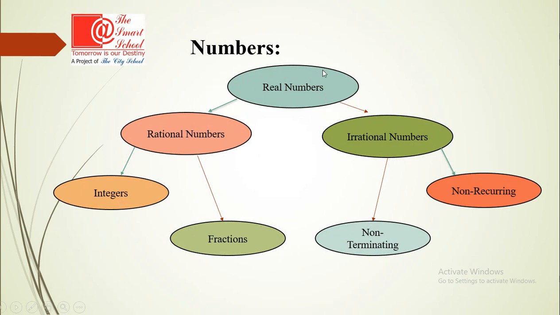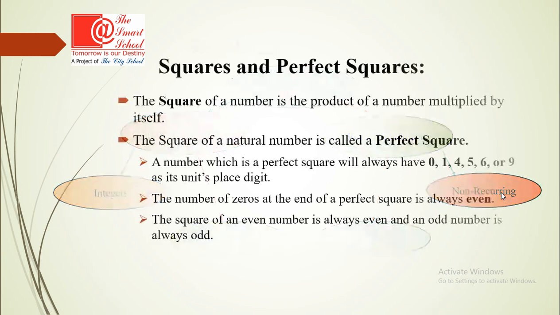Real numbers is the main type of numbers, and these are divided into rational numbers and irrational numbers. Rational numbers are further divided into integers and fractions, and irrational numbers are further divided into non-terminating and non-recurring fractions. Now we will come to our topic, squares and perfect squares.